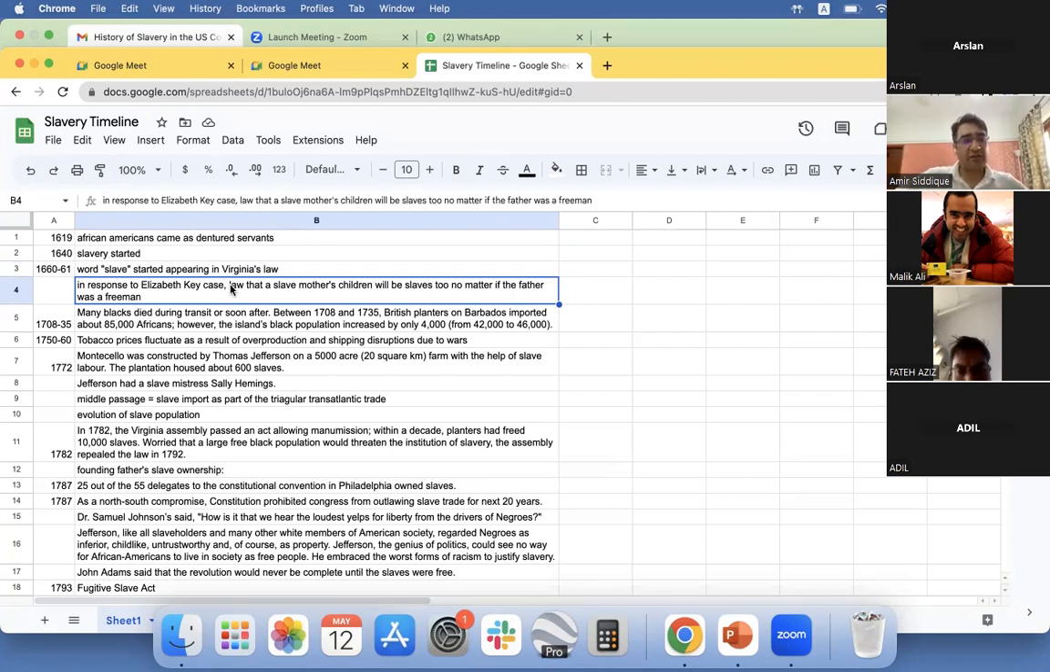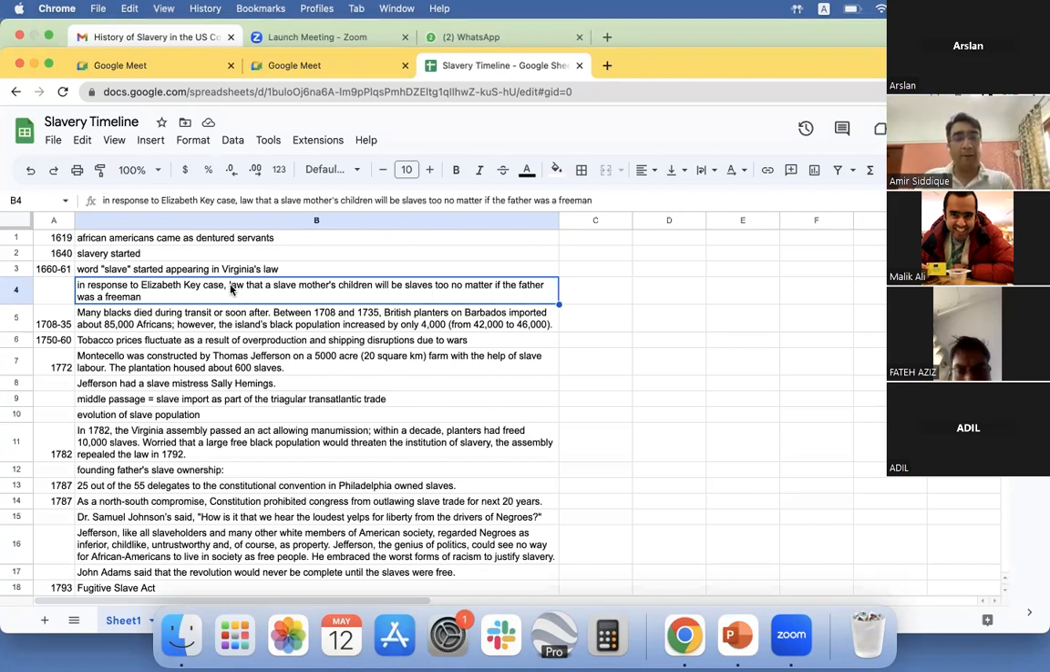So it's a famous case of Elizabeth Key. Elizabeth Key was the daughter of an African American woman and a white father. On that basis, she petitioned the court, saying, my father was a free man, I'm the daughter of a free man, I should be free as well. And the court granted her the status of a free woman, right?